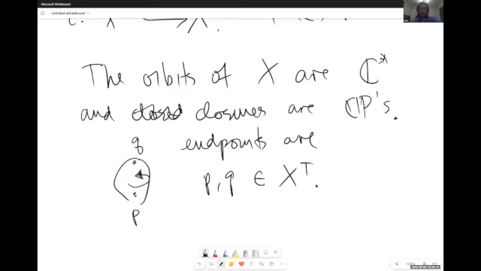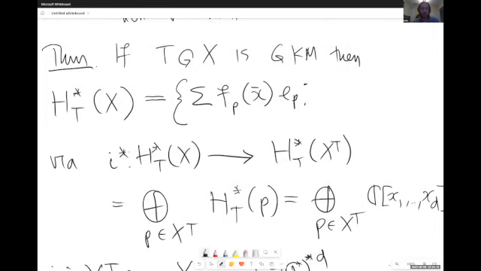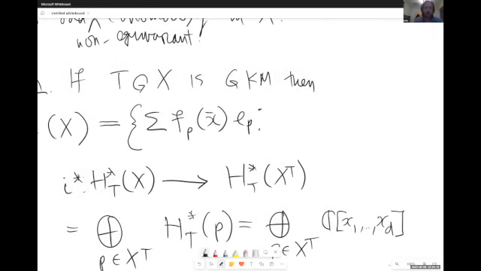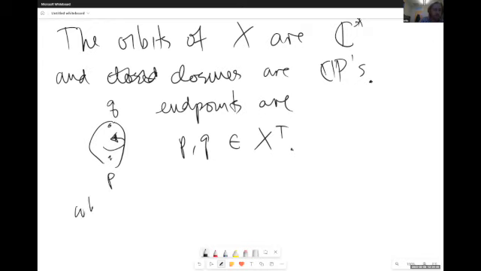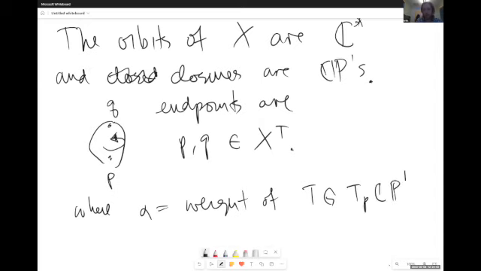Next T. And so now the condition that describes the image is it's all elements with the property that Fp minus Fq is congruent to 0 mod alpha, where alpha is the weight of the action of the torus on the tangent bundle at P to CP1, which is the same as negative the weight of the torus acting at Q on CP1.